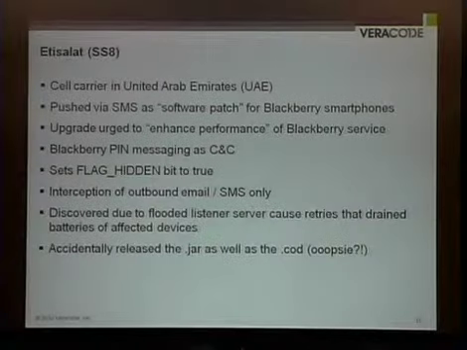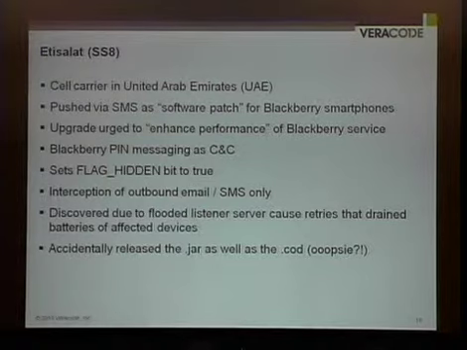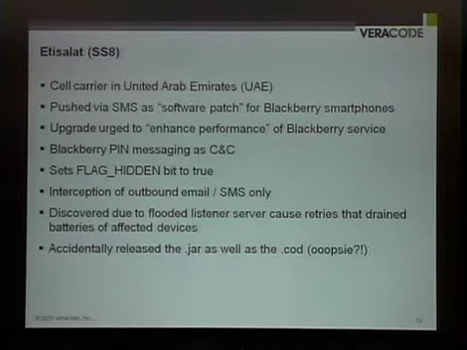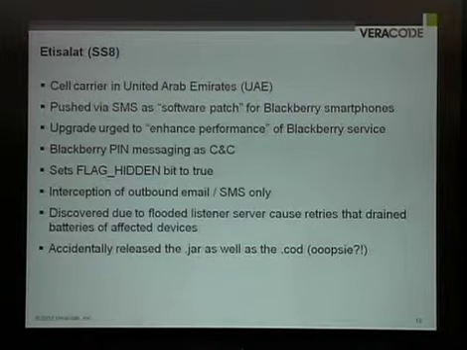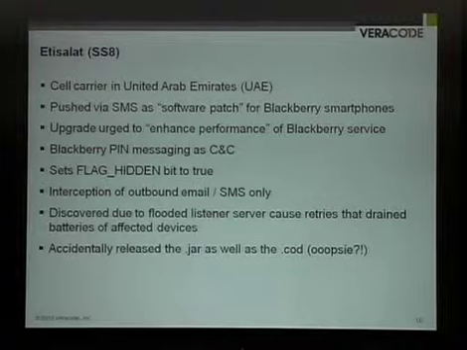So let's look at some more practical examples. I can't say the name of this carrier, Etisalat. I don't know how to pronounce it. Etisalat, thank you. Etisalat is a cell carrier in the UAE, the United Arab Emirates. In July of last year, it pushed a patch to its BlackBerry users that was supposed to enhance the performance of your phone, because they were having performance issues the previous week. The patch didn't actually fix anything.